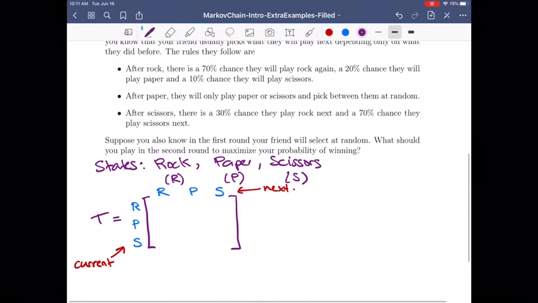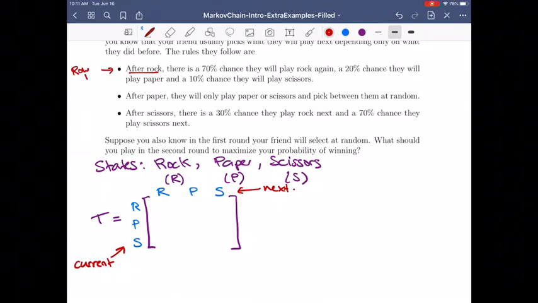So in row 1, we want to use after rock. These probabilities are going to go in row 1 because that's where they played rock in the current state. So these are the chances of what they play next. There's a 70% chance they play rock next, 20% chance they play paper, and a 10% chance they play scissors. So that row is going to be 0.7, 0.2, 0.1.